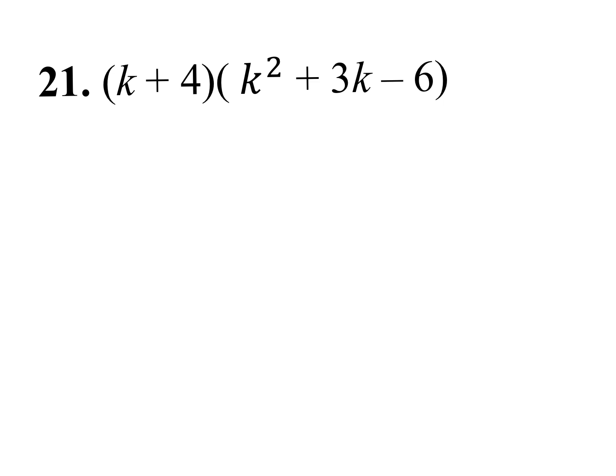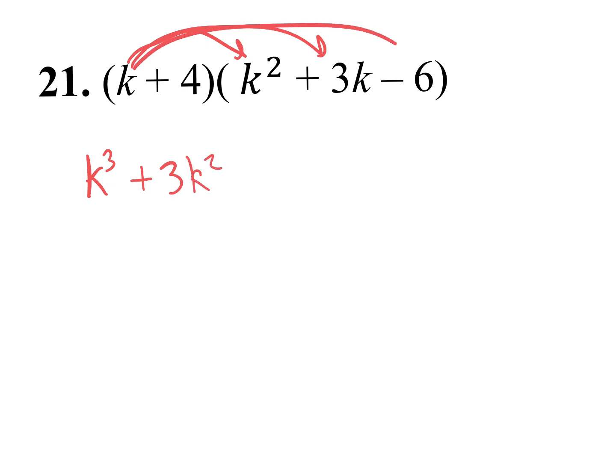I'm going to go through this kind of quickly because I don't like it. K times k squared, k to the third. K times 3k is 3k squared. K times negative 6 is a negative 6 with the k. I've distributed the k. Now I could forget about k for a little while and just distribute the 4.